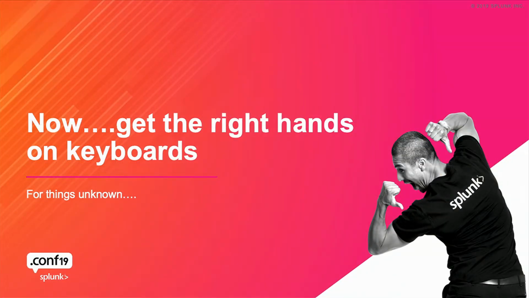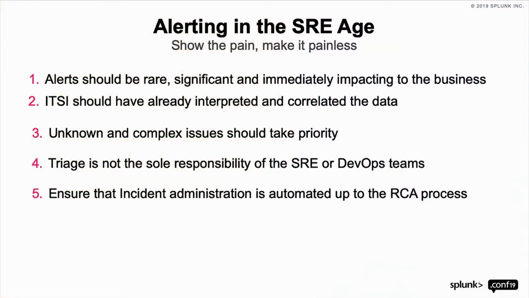So once you've moved from monitoring to alerting, you've turned on that machine learning in ITSI so that you're getting all of the correlation, identification, severity handed to you by ITSI. The next thing to know is what you need to do with those conditions where you need hands-on keyboard, right? And that should generally be for things that are unknown. So instead of having a laundry list of alerts in an incident management system that a NOC is looking at and just working through, alerts should be rare, significant, and immediately impacting to the business. It should be a really big deal if somebody gets a notification.